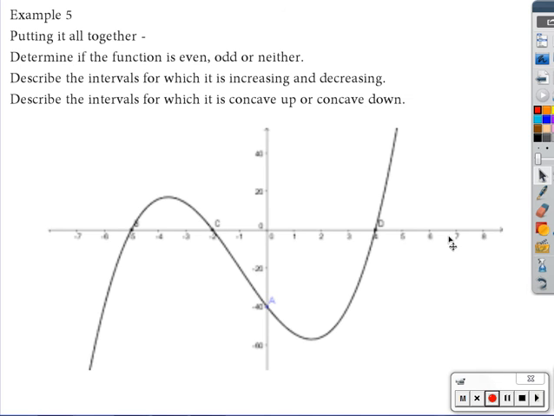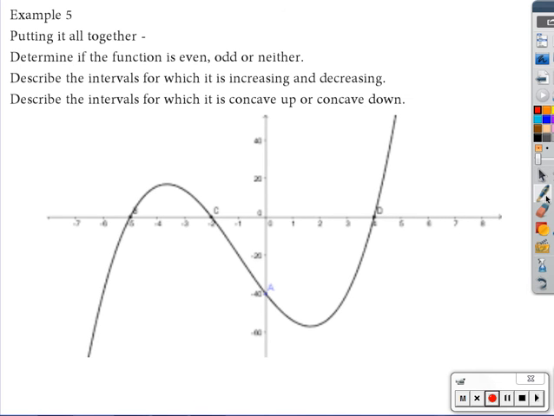Here's a graph that has a couple things going on. So is it even, odd, or neither? If I'm looking at, say, the x value of 2, I'm getting what looks to be something around negative 60. The x value of negative 2, it looks to be 0. Those two numbers are not equal and they are not opposites. Therefore, I say neither.